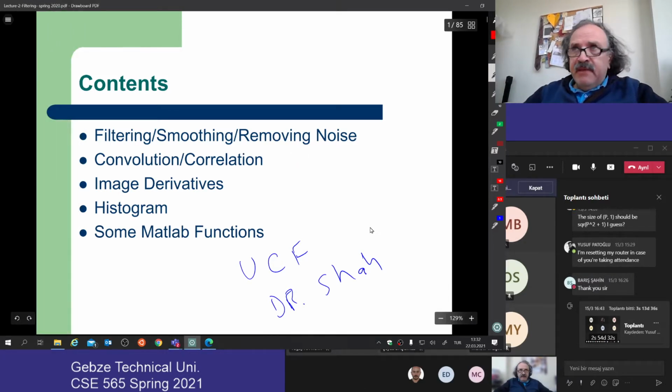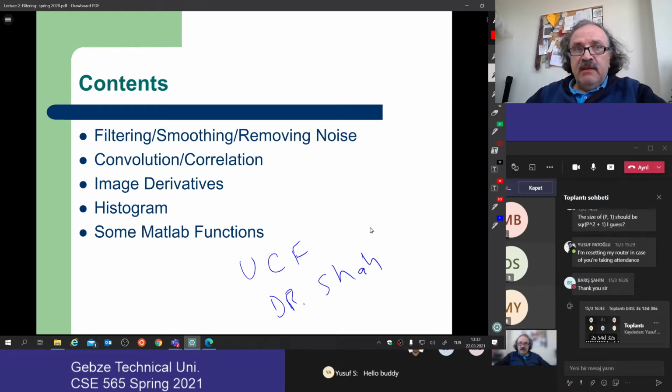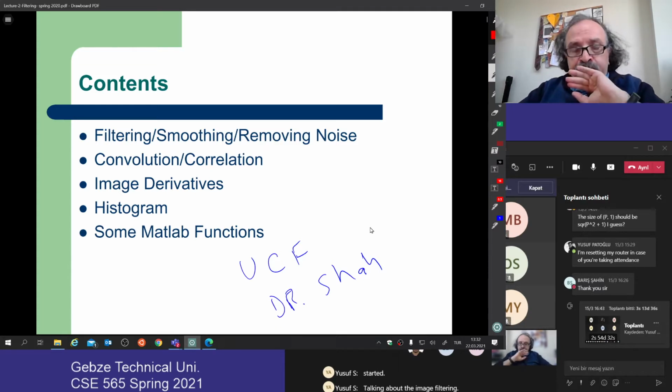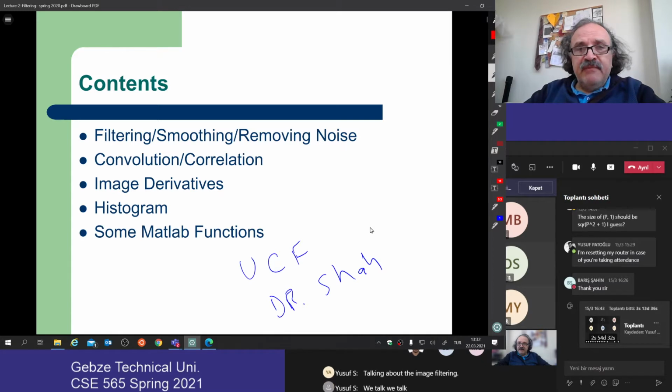Hello everybody. Last time we started talking about image filtering. We talked a little bit about it. We will continue and finish up with this topic: filtering, convolution, derivatives.